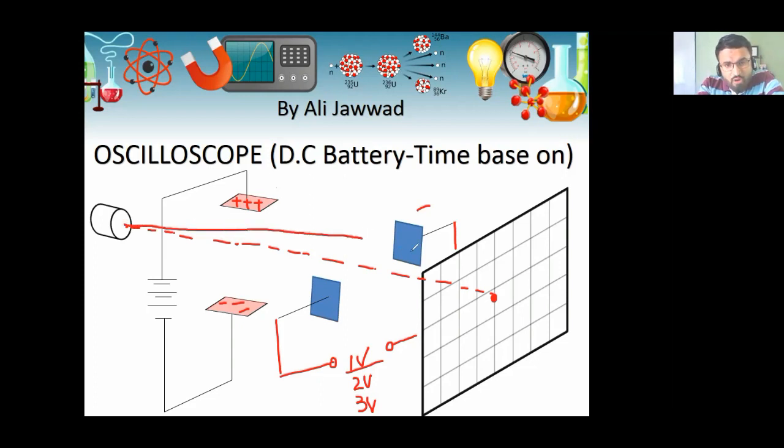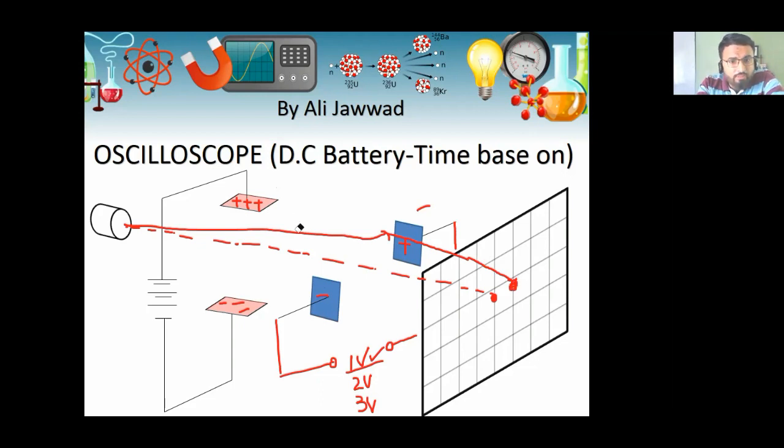Upon reaching between horizontal plates, as we know that the voltage is now 1 volt, so this electron is going to bend rightward as well. And when it hits the screen, it will strike somewhere here.